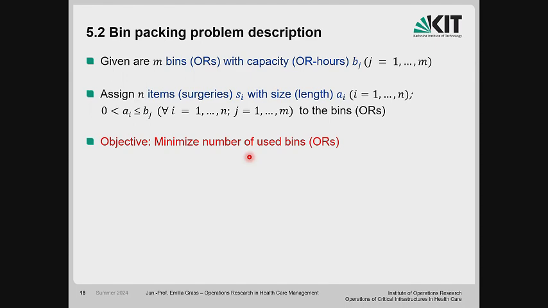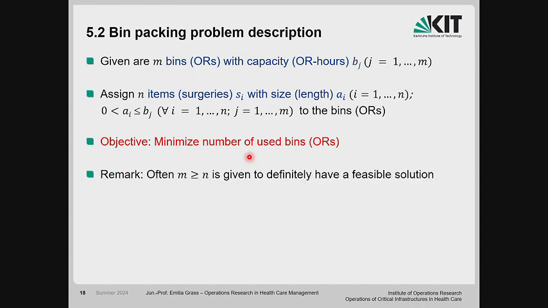Exactly. So we have one room that is much more packed in some sense, so the bin is more packed. If you plan with 4 instead of 5 operating rooms, of course there are more surgeries in this room, and the utilization of this operating room is then higher. And to get a really feasible solution, we assume that the number of bins, the number of operating rooms, is at least the number of surgeries. Otherwise we would run into some numerical issues.